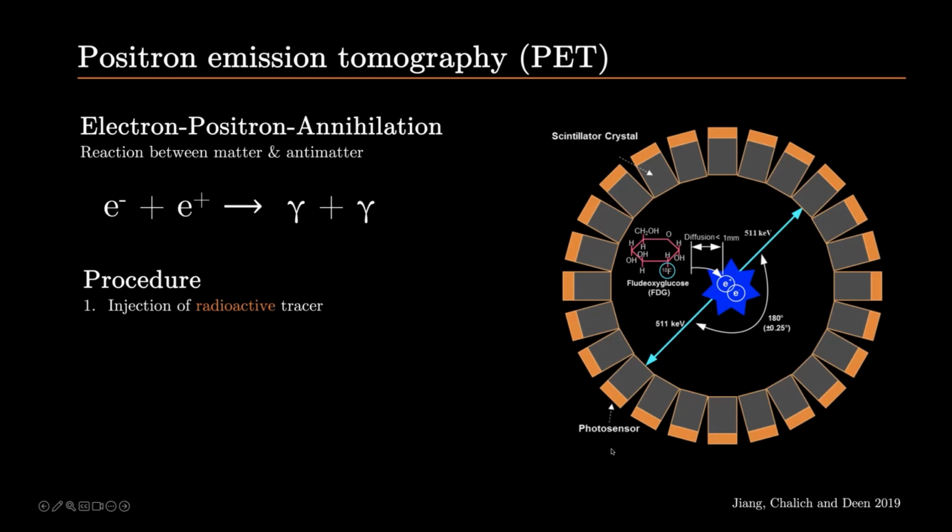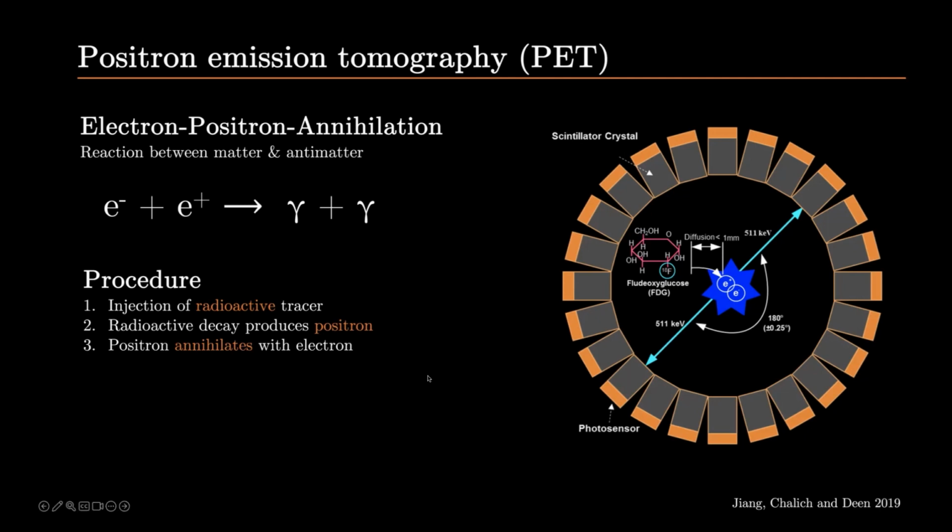How does this work? How can we use this to measure brain activity? For PET scans, usually a radioactive tracer, a chemical, is injected into the subjects. The tracer spreads in the body, and the radioactive decay of this tracer produces positrons. This is a beta plus decay, and the decay products are positrons, among other things.